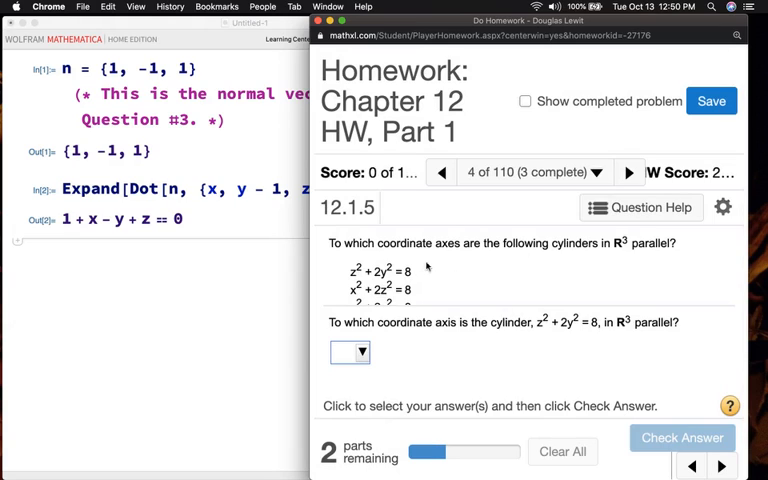To which coordinate axes are the following cylinders in R3 parallel? R3 is three-dimensional space. You would know that if you're reading your textbook.